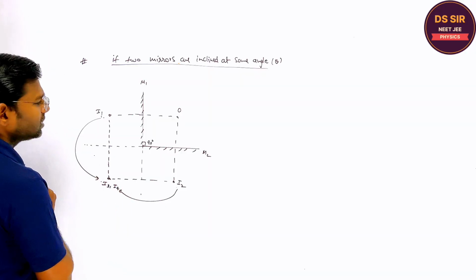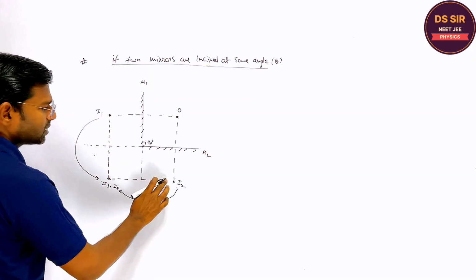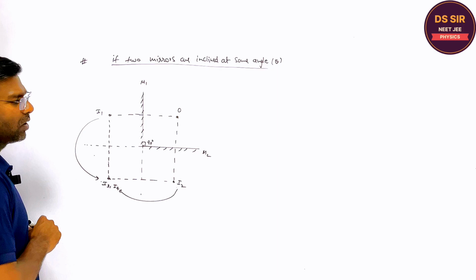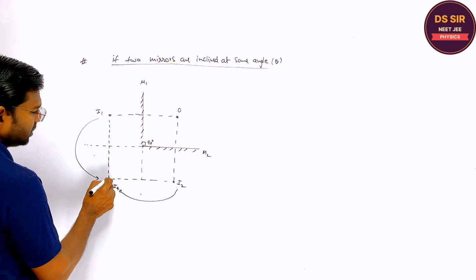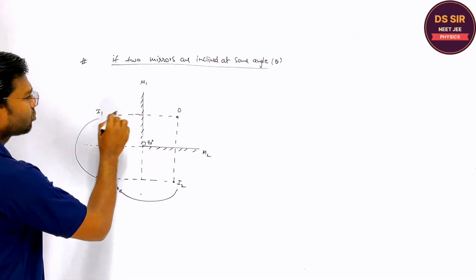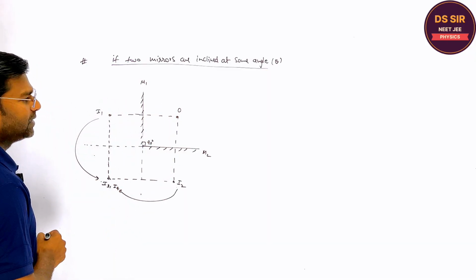So how many images are obtained? The three images I1, I2, and I3, and I4 is coinciding with I3, right? So this is one more image. So this object produced three images with respect to these two mirrors placed at 90 degrees, right?